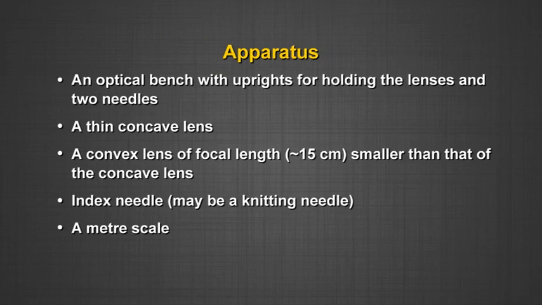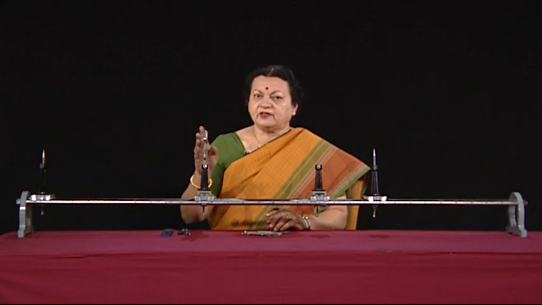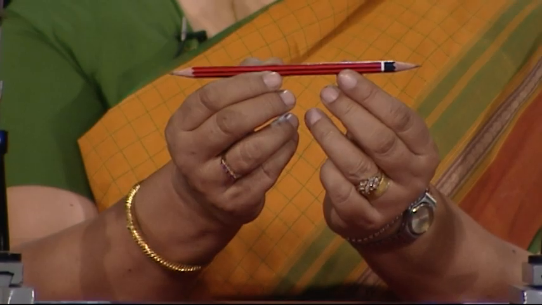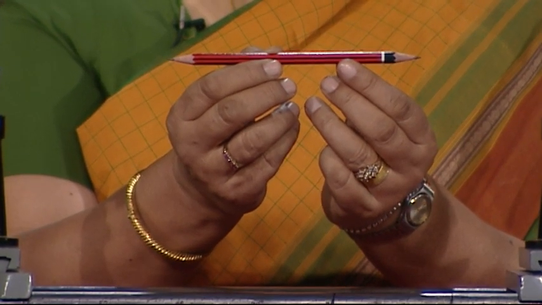For this experiment, we need some apparatus. One is our optical bench, and we need the uprights for it. Two uprights for two pins. One pin is going to act as the object and the other pin as the image locator. We need two more uprights, one for our convex lens, which is going to give us the real image, and the other for our test lens, which is our concave lens. Other than this, we require an index correction measurer.